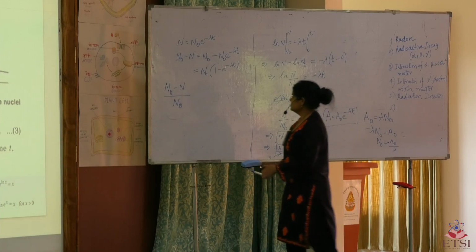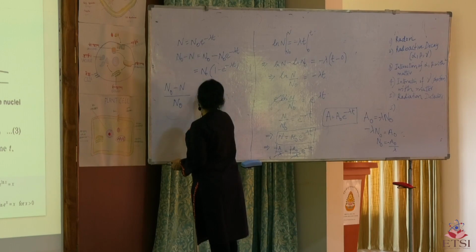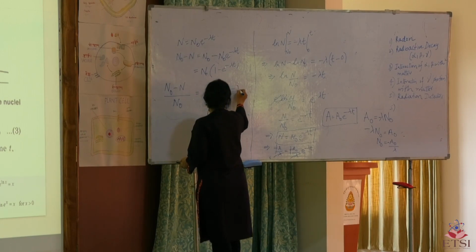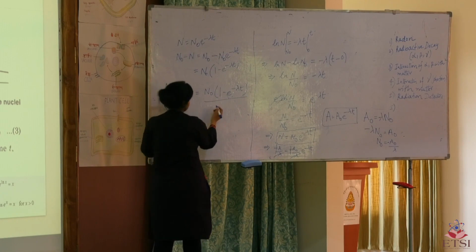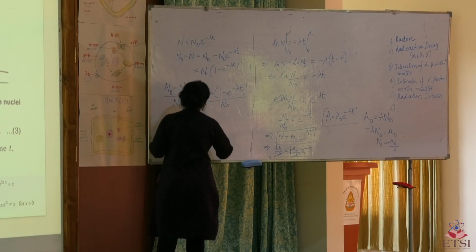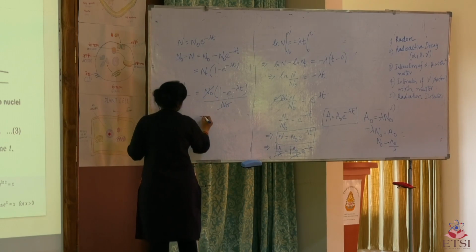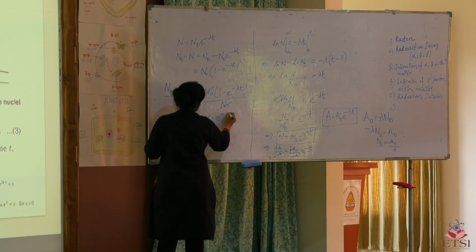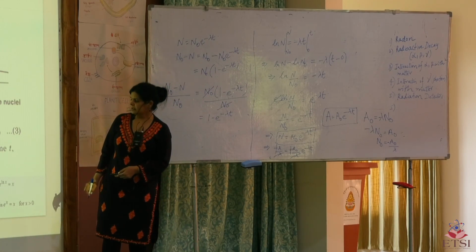So now, if I put the value here, I know N naught minus N is this, divided by N naught. Fraction means like taking the ratio, right? So that's what I'm doing. Fraction left or decayed. So N naught gets cancelled. This is 1 minus e to the power minus lambda t.